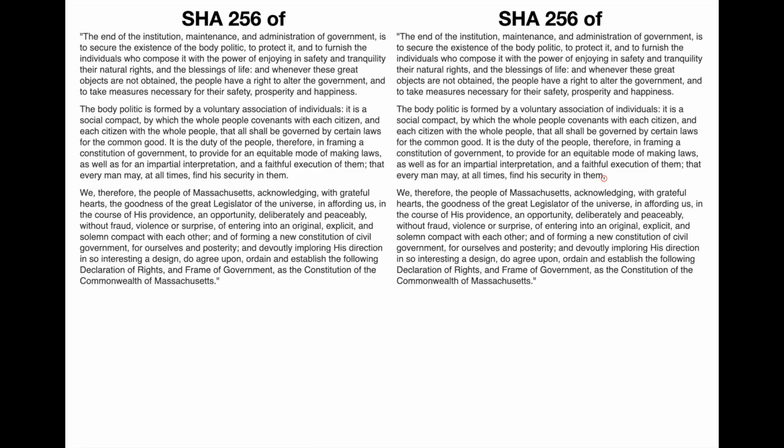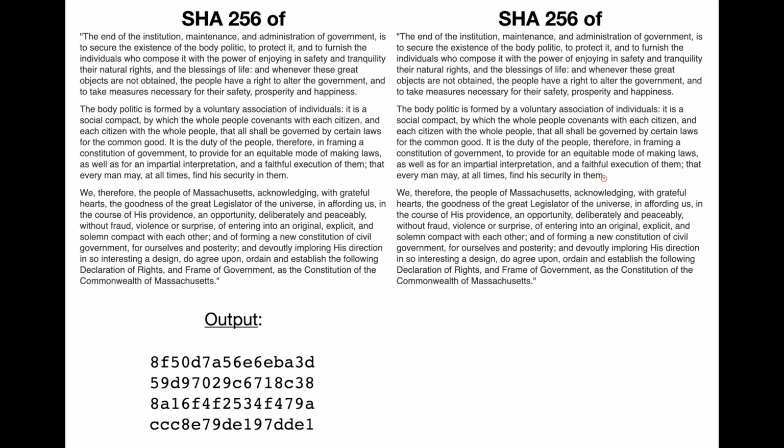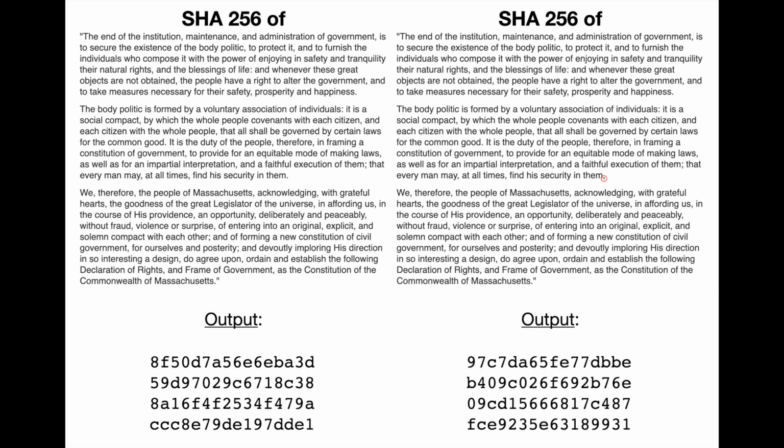The importance of this hash algorithm is that these outputs are unique. For example, if you take the SHA-256 algorithm of the preamble to the Massachusetts Constitution, you'll get an output that looks like this. And if you take the same SHA-256 hash function of the preamble with a tiny change, for example, a period is exchanged for a comma, you get a completely different output. This makes the original dataset immutable, and it's extremely difficult or possibly impossible to corrupt.